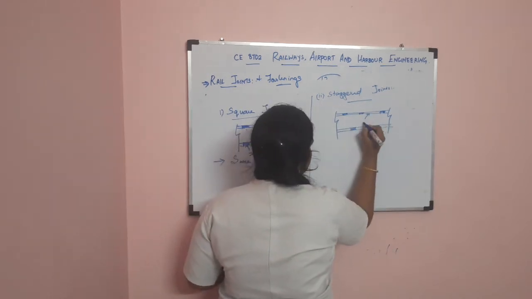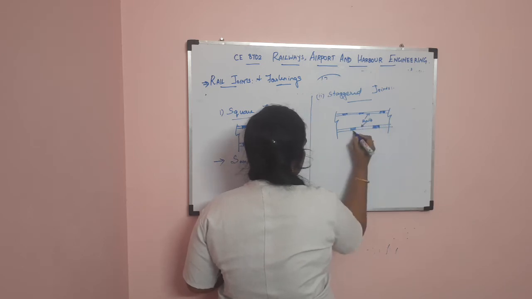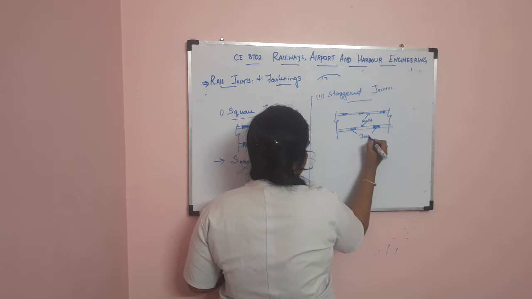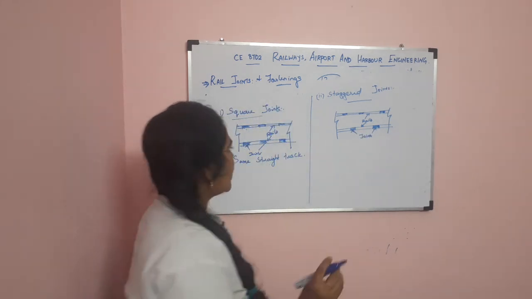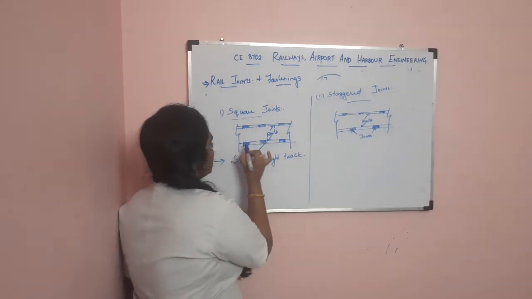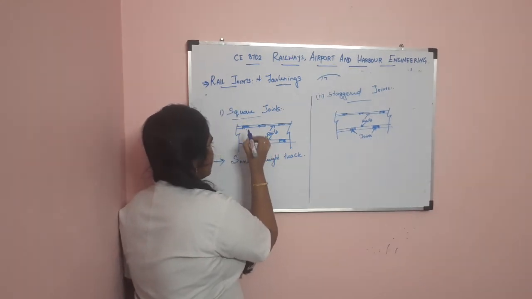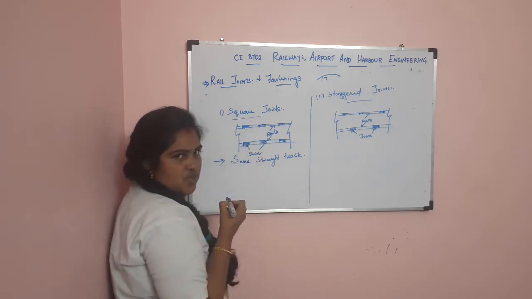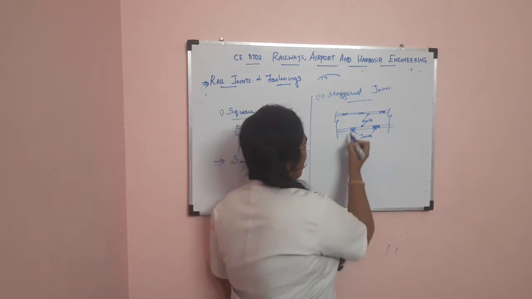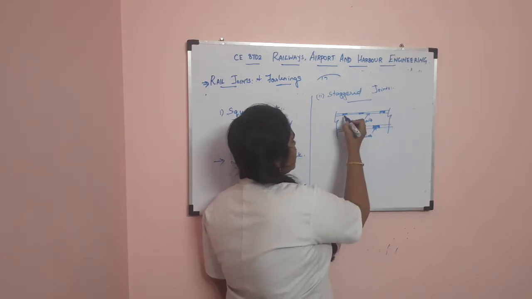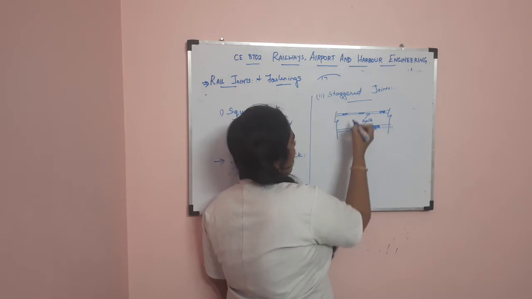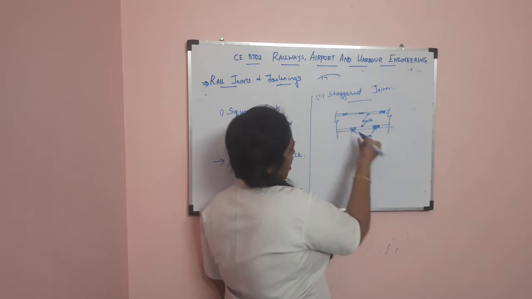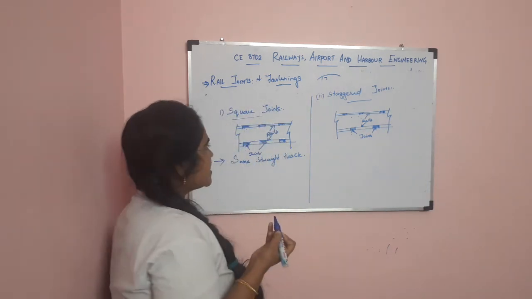So, this is rails, this is joint. So, in this staggered joint, what happens is, in the square joint, the joint of one rail is exactly opposite to the next rail. But here in staggered joint, between two joints, at the center of the two joints of one rail, another joint is exactly opposite on the other rail. That is known as staggered joint.